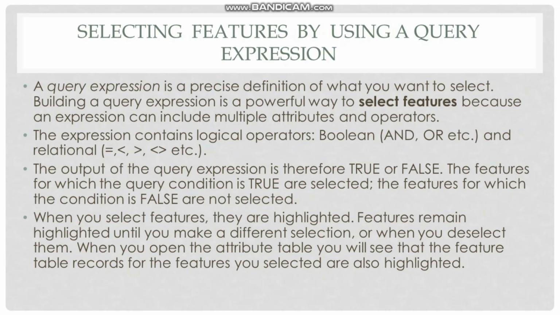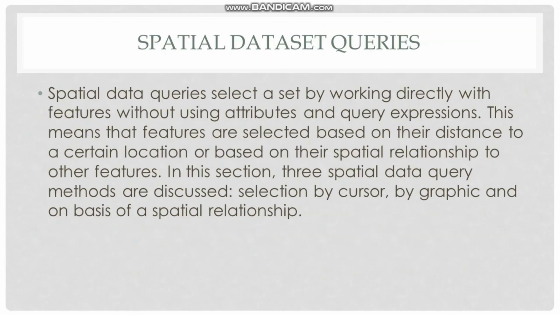When you select features, they are highlighted on the view window. Features remain highlighted until you make a different selection, or when you deselect them. When you open the attribute table, you will see that the feature table records for the features you selected are also highlighted.